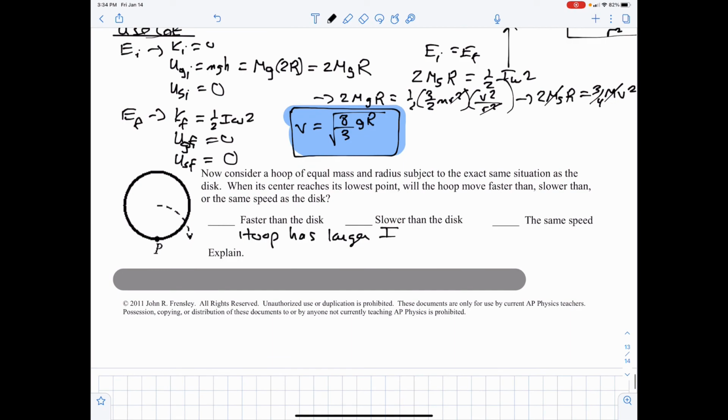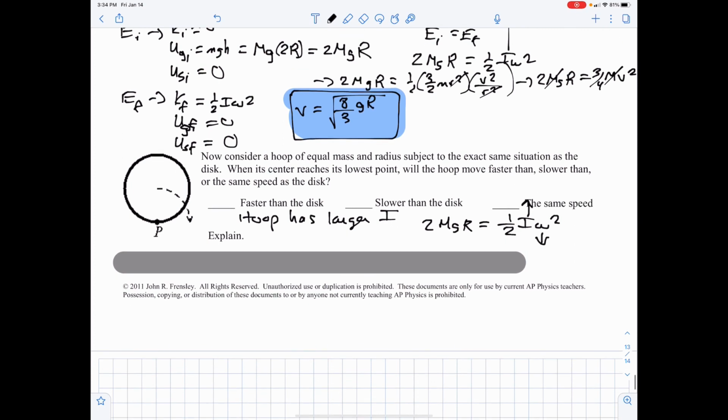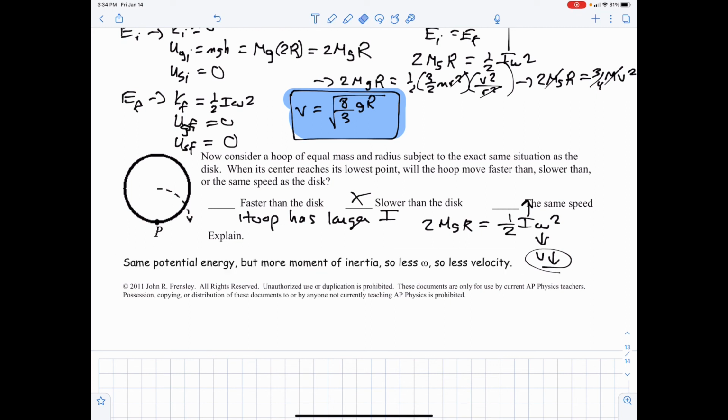So if we use our logic from before, we have 2mgr was the initial potential energy equals 1/2 I omega squared. The energy is the same, but the geometry is different. So I is greater, which means omega is going to be less. If omega is less, v is less, or should be. Okay, same potential energy, more moment of inertia, less omega, less velocity.